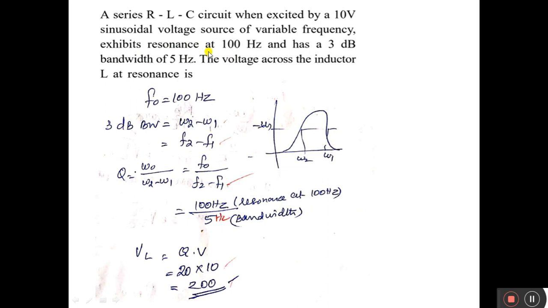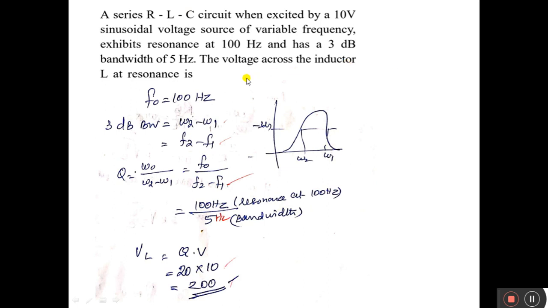So resonance frequency is given, and the 3 dB bandwidth is 5 hertz. So accordingly, we have Q value omega naught divided by bandwidth. Bandwidth is omega 2 minus omega 1. So if you modify, that is omega equal to 2 pi f, we can get f naught divided by f2 minus f1. So f naught is given 100 hertz and bandwidth is given 5 hertz. If you divide, you will get 20.